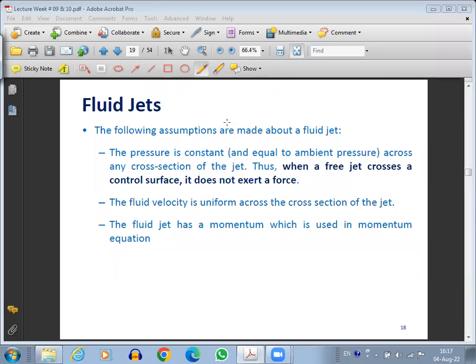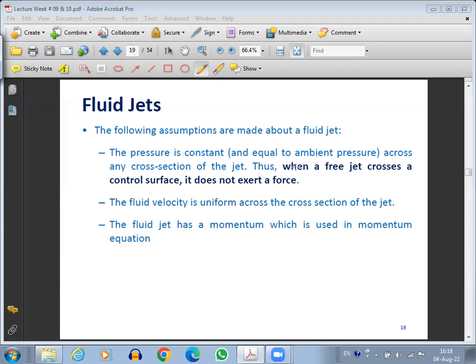Okay, now let's start with the first application of the momentum equation, that is the fluid jets. The following assumptions are made about a fluid jet. First of all, what is a fluid jet? It's just a jet of fluid. There are various applications where a jet of fluid is being used.